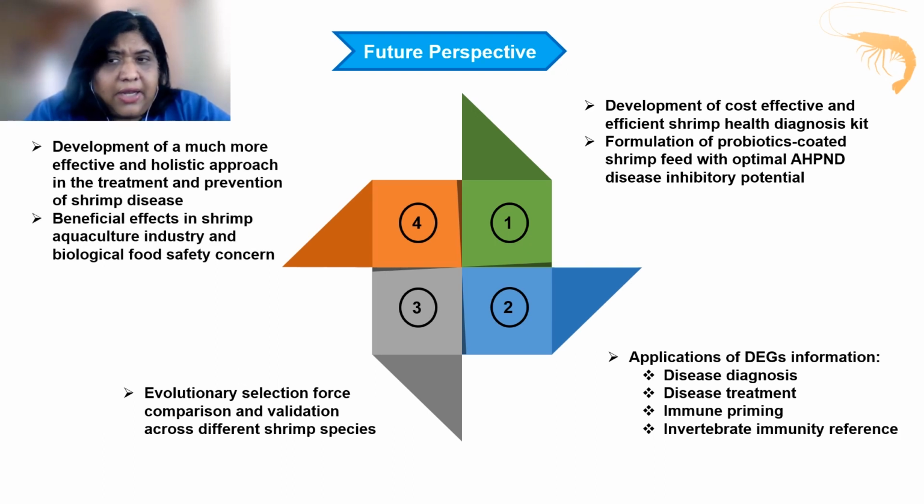And finally, the way we go is to develop a much more effective and holistic approach of treatment and prevention of shrimp disease, which can benefit the shrimp aquaculture industry and, of course, address biological food safety concerns, and can be used to address global health problems. So this is one of the case studies that we think demonstrates how genomics can be used in the shrimp biological system to address its importance.